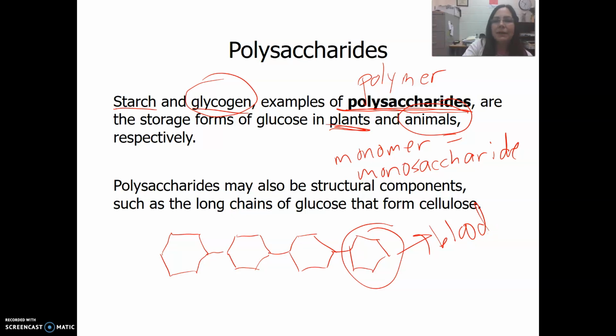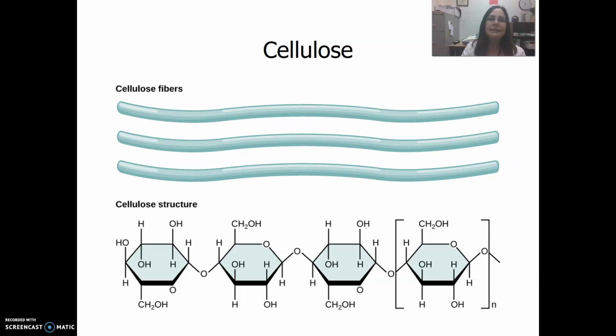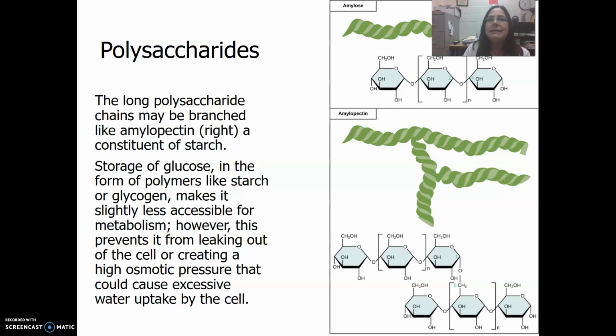Another type of polysaccharide is found in plant cell walls, and it's called cellulose. And this is just to show you that cellulose fibers are parallel, but there are still chains of glucose. So cellulose is still a polysaccharide, and it forms from chains of glucose. And this is amylose, which is a type of starch, and amylopectin. Both of these are constituents of starch. Glycogen is similar to starch as far as its chemical structure.